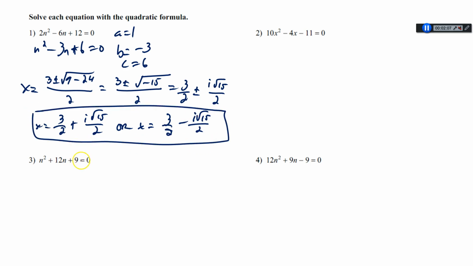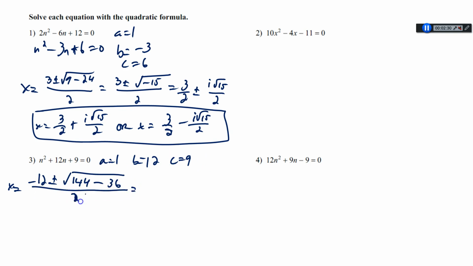Next up, we got n squared plus 12n plus 9 equals 0. In standard form, can't simplify it. So a is 1, b is 12, c is 9. x equals negative b, so that's negative 12, plus or minus square root b squared is 144, minus 4ac, 4 times 9 is 36, all over 2a, which is 2. So we got negative 12 over 2, that's negative 6, plus or minus 144 minus 36. That's 108. So we got root 108 over 2.